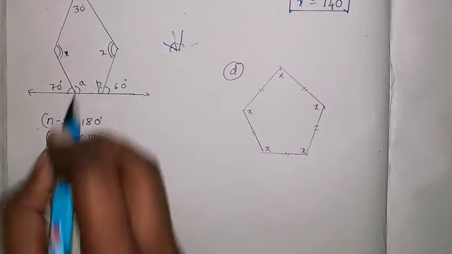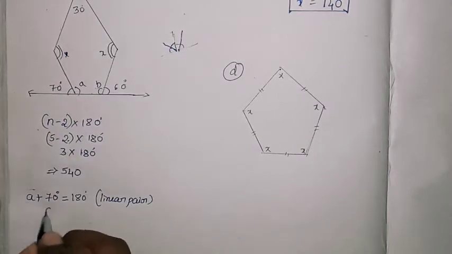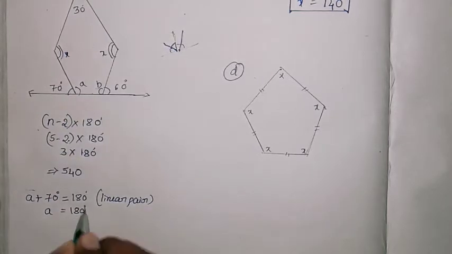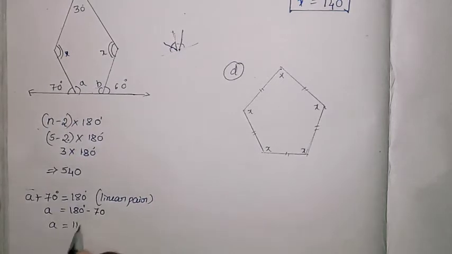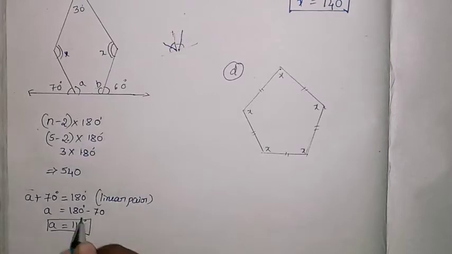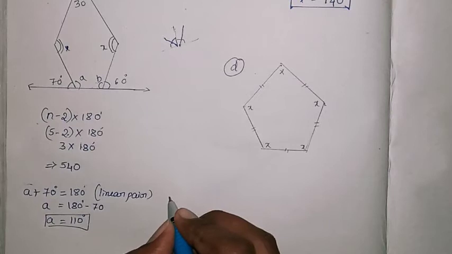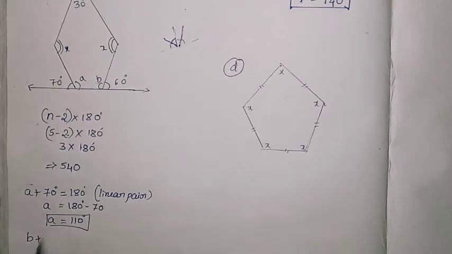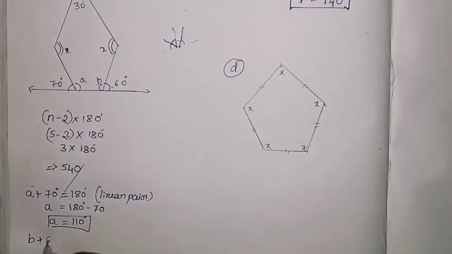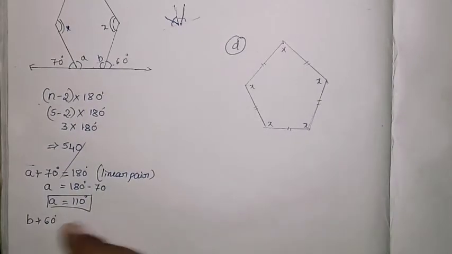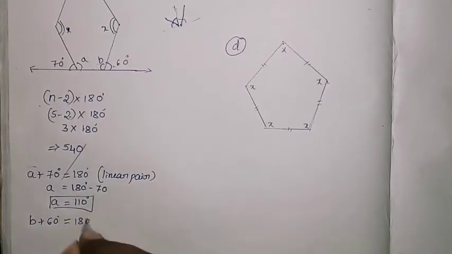So from this we want the A value. A is equal to 180 degrees minus 70, so A is equal to 110 degrees. So we got this value. Again we want the B value, so for that also we will solve. That is B plus 60 degrees, which is equal to 180 degrees.